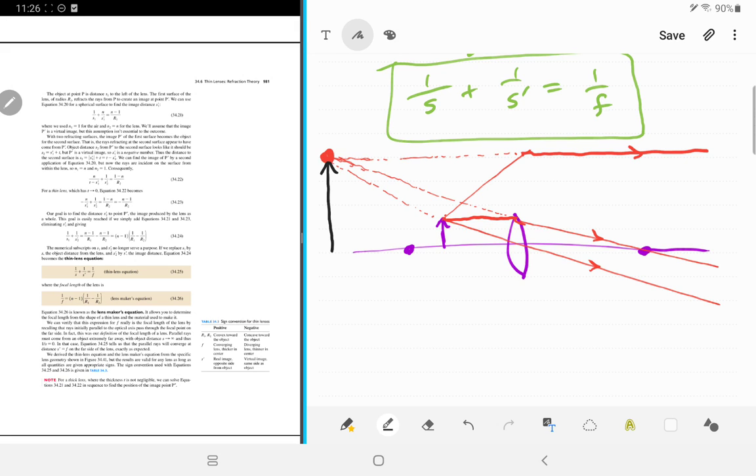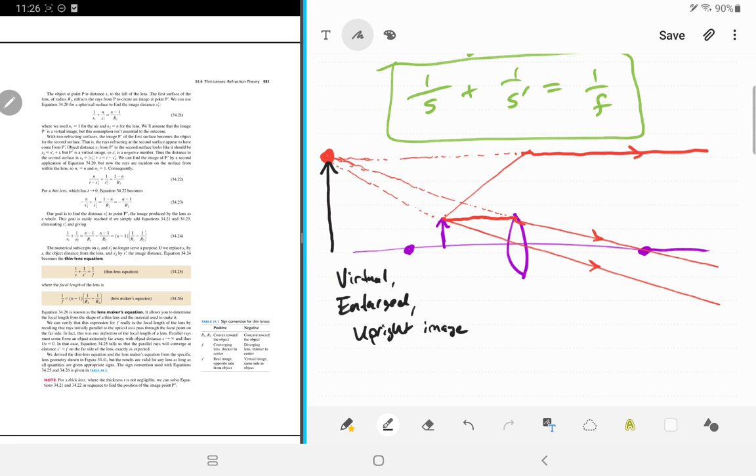Okay, so notice how we have a converging lens, but it's still a virtual image, and this one happens to be enlarged because it's a bigger arrow. A virtual, enlarged, upright image.